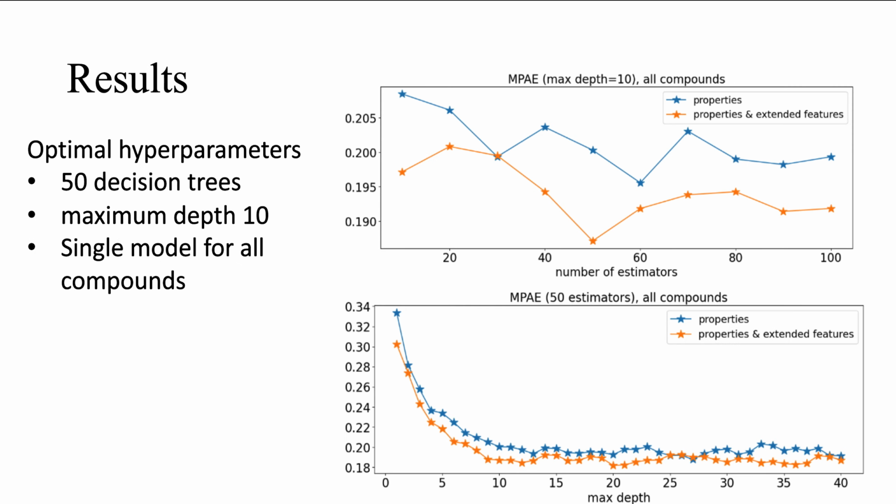Here are the main results. So the optimal hyperparameters turned out to be 50 decision trees and a maximum depth of 10, and this was based on the model trained on all compounds.